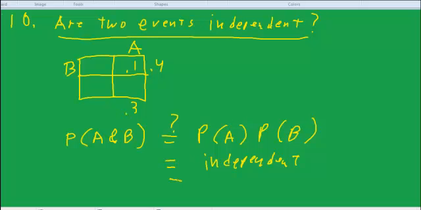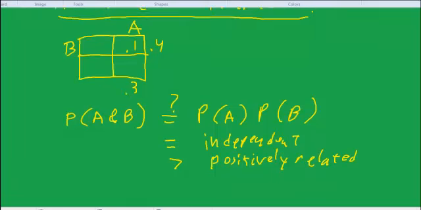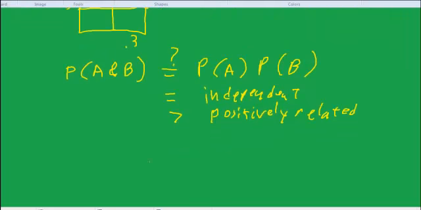If it's greater than, then we say they are positively related. And that means that if I told you that one event happened, the other event is more likely to happen. And finally, we can have less than, which is negatively related. So if I tell you one event happened, another event is less likely to happen.